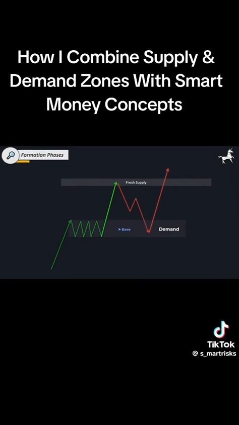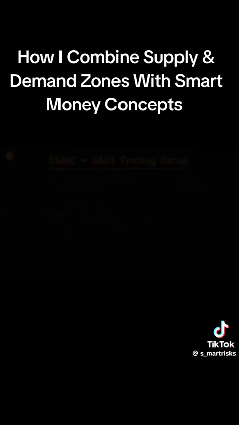Now here's the bigger picture. All of this plays out in 4 key steps. The base. The expansion, which could be a rally or a drop. The retracement and mitigation. And finally, the continuation. And here's the part that matters most. We always focus on the continuation phase, because that's where the highest probability entries show up.